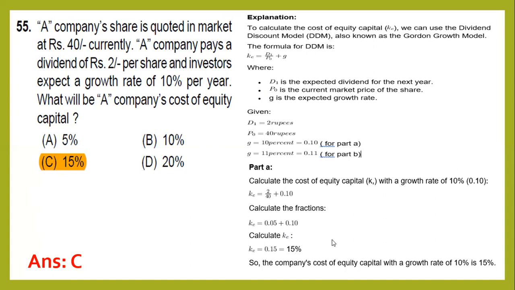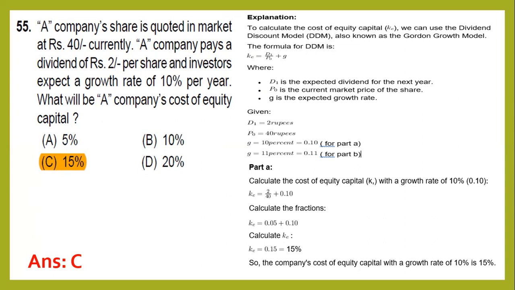So therefore, the company's cost of equity capital with a growth rate of 10%. That means if the growth rate of the company is 10%, what will be the cost of the equity capital? It will be 15%. So the correct option for 55th question is C, 15%. So this is how you have to use this formula.